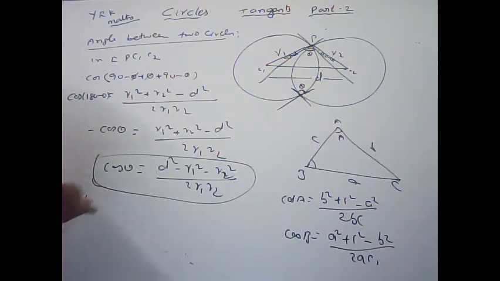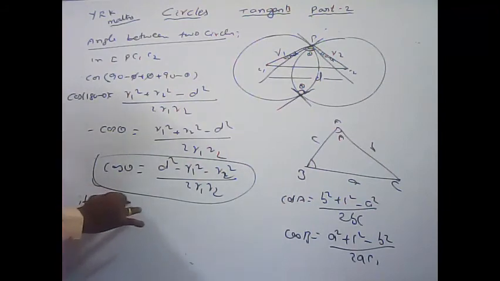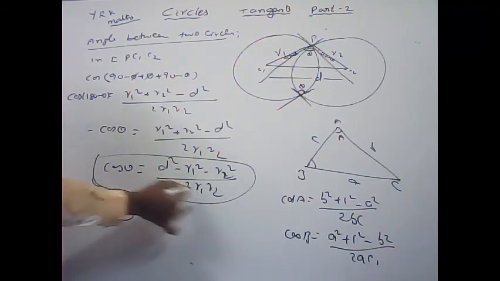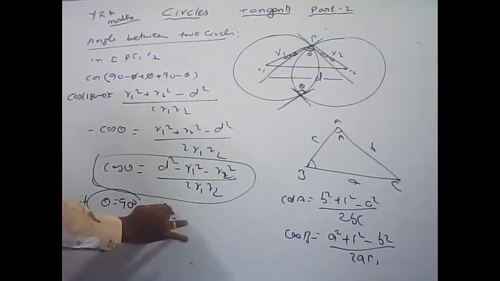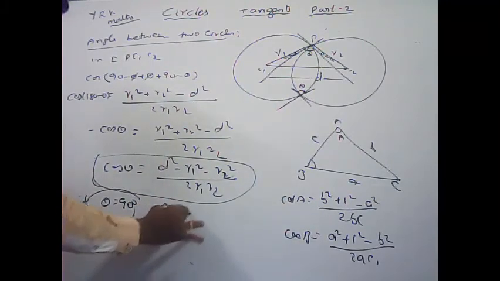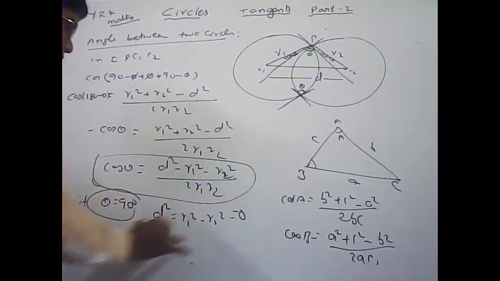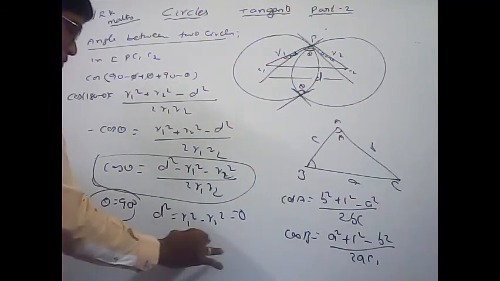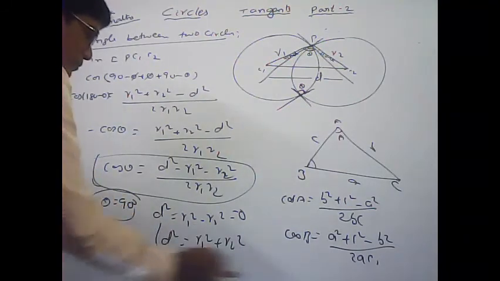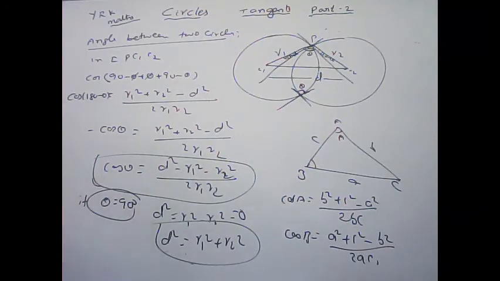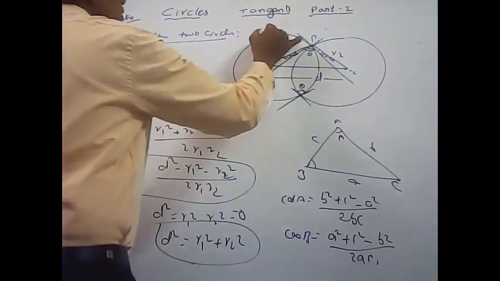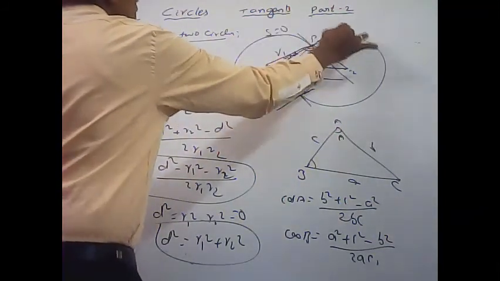If two circles are cutting orthogonally, theta is equal to 90 degrees, cos 90 is 0, and anything times 0 is 0. So here we are getting d square minus r1 square minus r2 square equal to 0, or d square is equal to r1 square plus r2 square. And if I simplify that, if I take the general equations of the circles, S equal to 0 and S dash equal to 0.